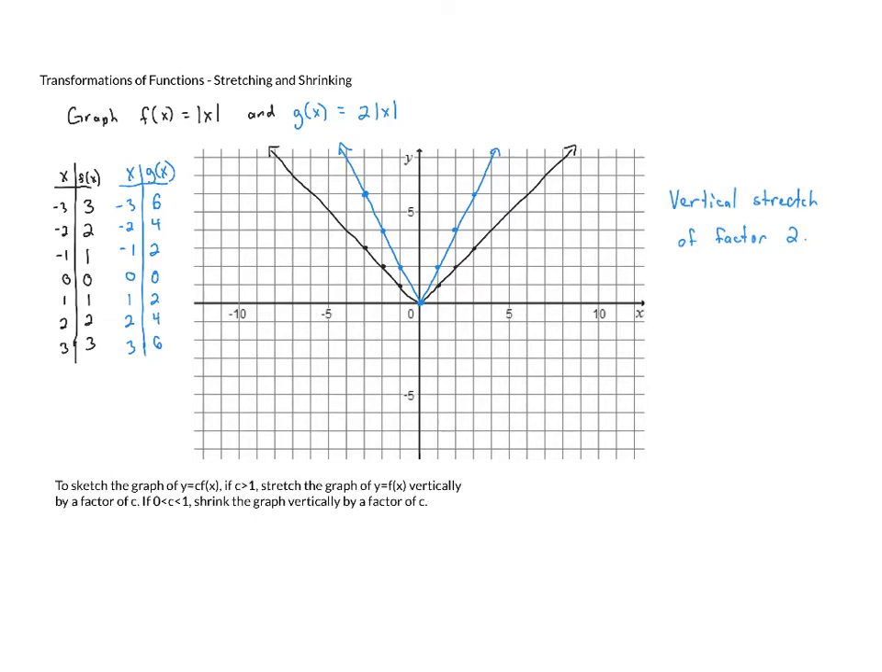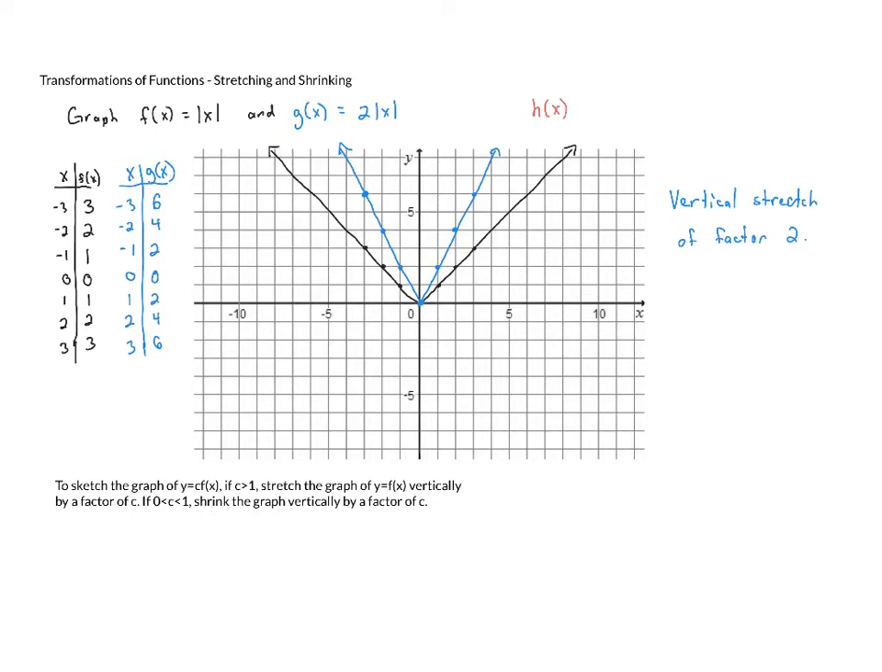To sketch the graph of y equals c times f of x, if c is larger than 1, stretch the graph of y equals f of x vertically by a factor of c, which is what we had here. We had a c value of 2, a coefficient of 2, and so we stretched the function by a factor of 2. Now, if c is between 0 and 1, we shrink the graph vertically by a factor of c, and that's what we're going to do when we look at h of x.